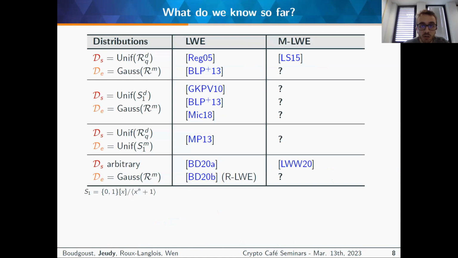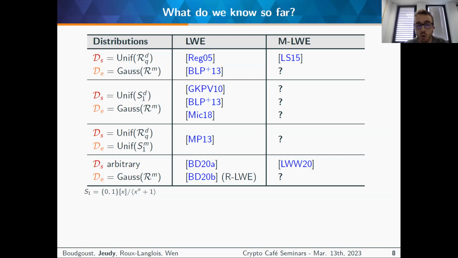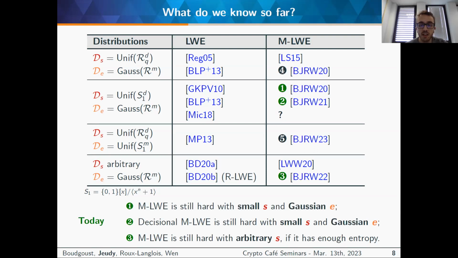But first, what do we know about those different choices? For LWE, we know that we can choose standard secrets or binary secrets or arbitrary secrets with certain entropy. But for M-LWE, we don't know much, at least not prior to our works. The only result that we know is by Langlois and Stehlé from 2015, which introduces M-LWE and translates what Regev did in 2005 to the module setting. And what I want to present today is several contributions that were designed to fill these gaps and have a better understanding of the hardness of M-LWE depending on the choice of the secret distribution.